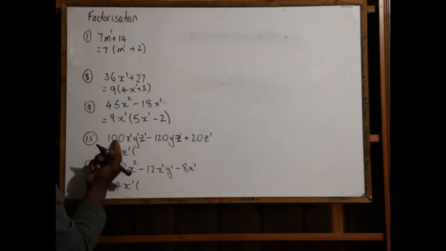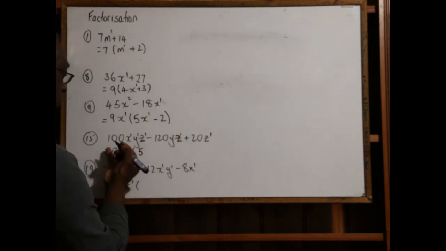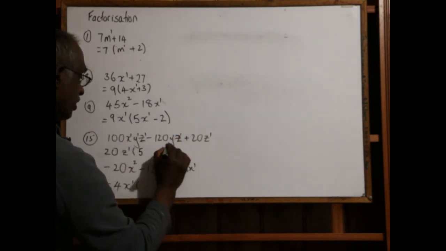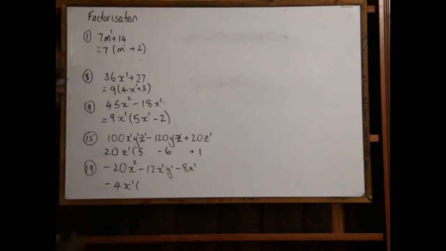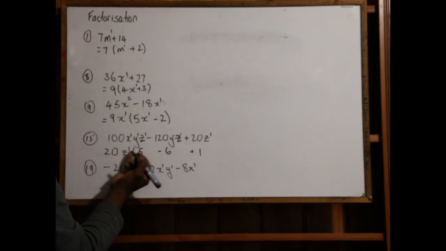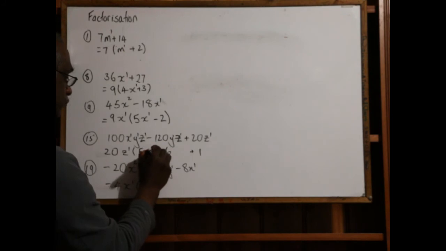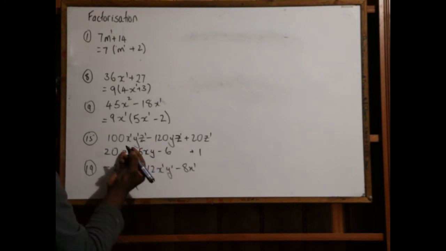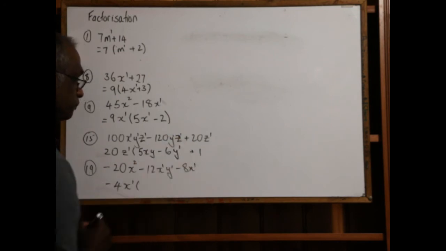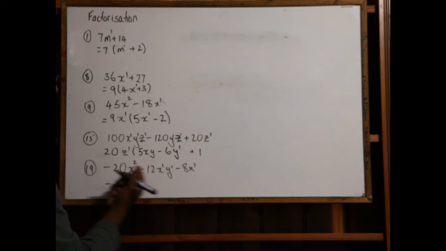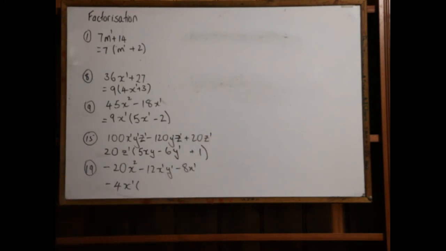In this case here, 100 divided by 20 is 5. 120 divided by 20 is -6. And 20 divided by 20 is 1. We've got Z1 here, we've got Z1 here, so we need an X and a Y. We've got a Z1 here, we've already got a Z1 there, so we require a Y1. We've got Z1 here, we've got Z1 here, we don't require anything else. That's the answer.